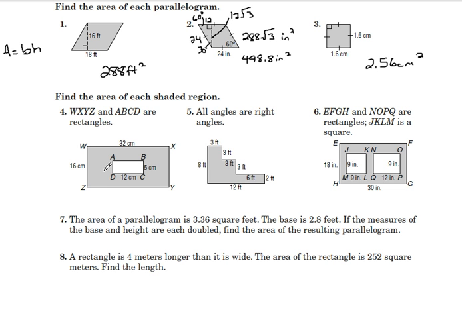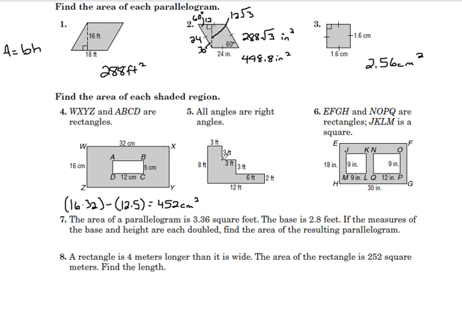4, 5, and 6, different shapes, different pictures to work with. To find the area of the shaded region, we need to take the large rectangle, which is a 16 by 32, and subtract away the 12 by 5. And that comes out to 452 square centimeters.